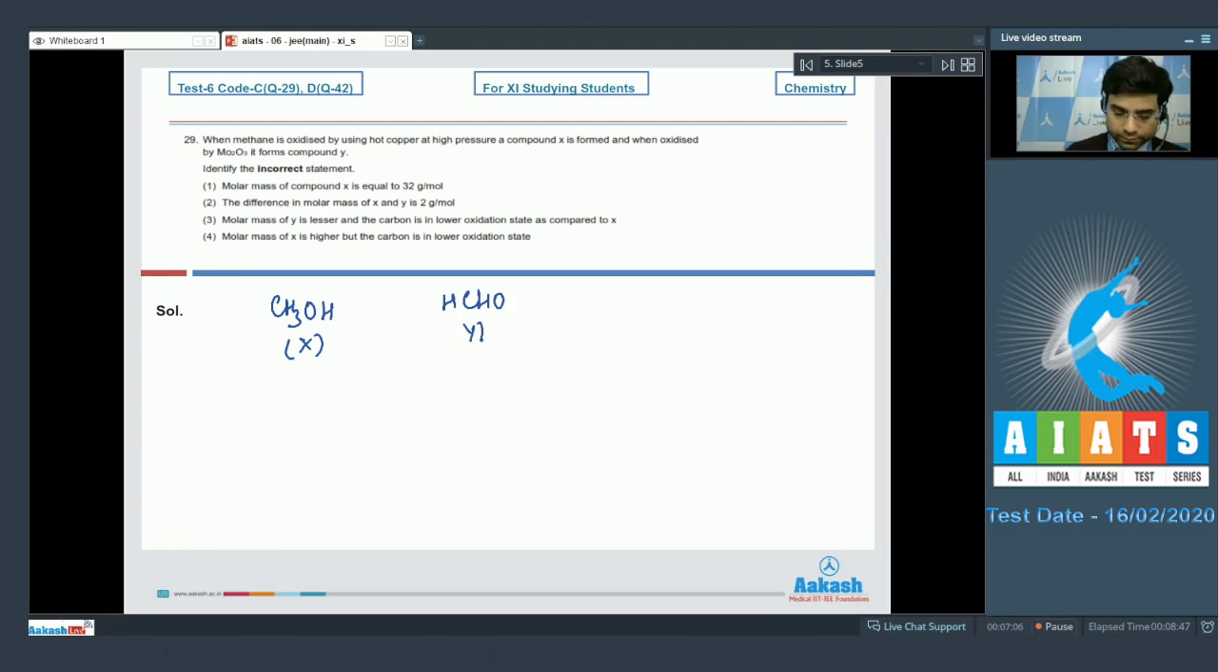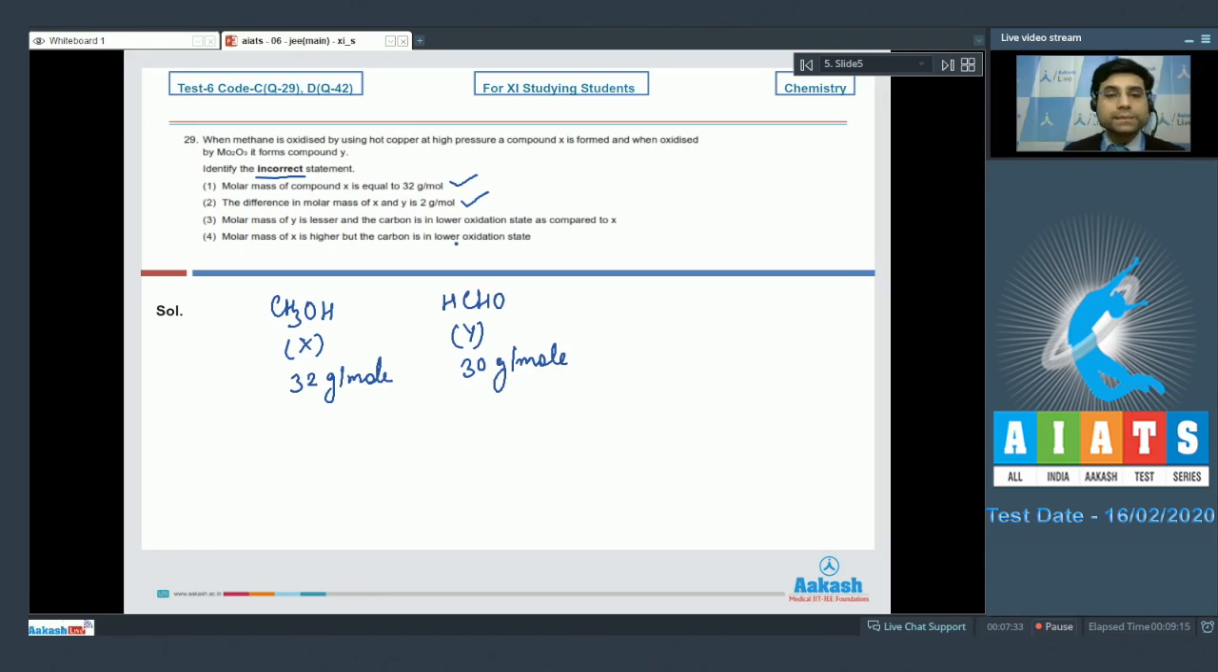This is compound Y. They're asking which one is incorrect. Let's go through the options. First one is molar mass of compound X is equal to 32 gram per mole. The molar mass of CH3OH is 32 gram per mole. Molar mass of Y is 30 gram per mole. So this is correct. The difference in molar mass of X and Y is 2 gram per mole. This is also correct.